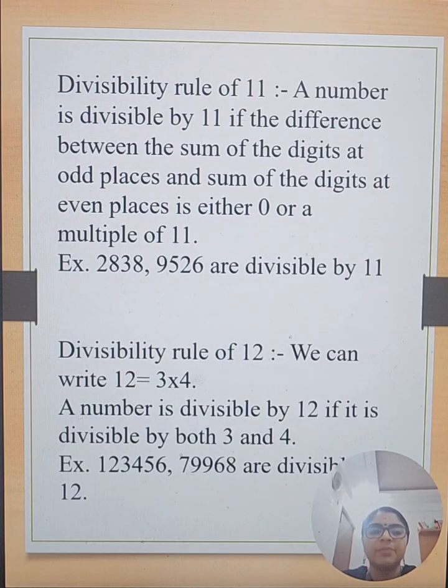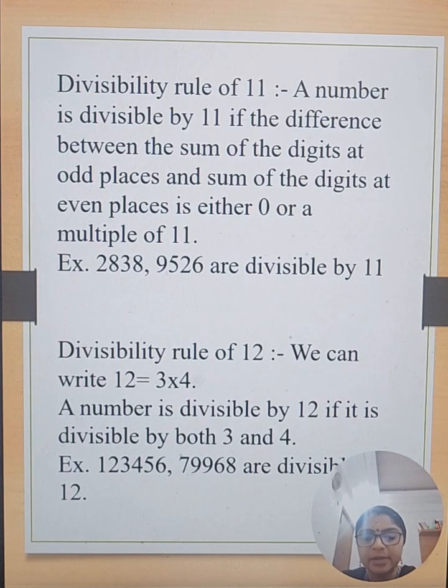Again, we are going to see the divisibility rule of 11. A number is divisible by 11 if the difference between the sum of the digits at odd places and the sum of the digits at even places is either 0 or a multiple of 11. So whenever you are given a number, you have to look at the place values. You have to separate the odd place values and the even place values. Then take the sum of the digits at odd places. Likewise, take the sum of the even place digits too. That means add the numbers.